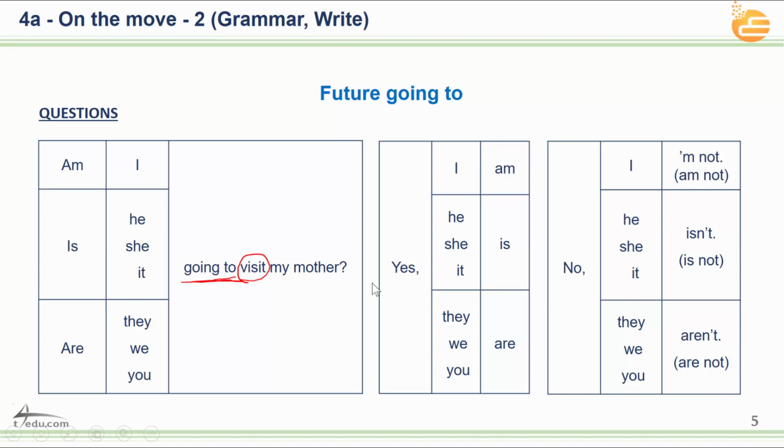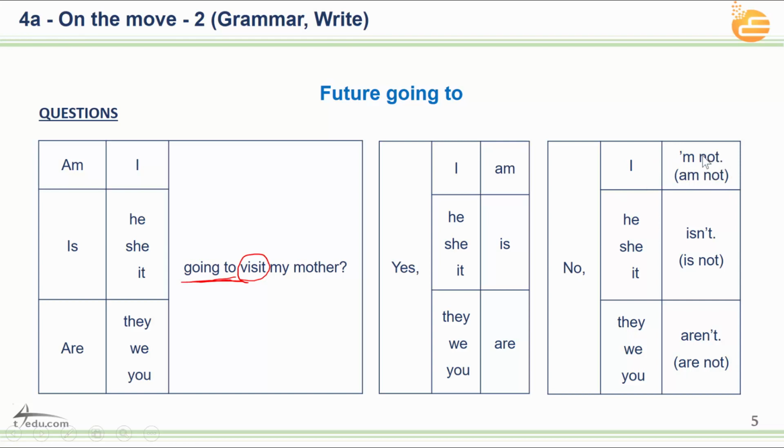And so on. With the answers, with yes, you have to say, yes, I am. Yes, he is. Yes, she is. Yes, it is. Yes, they are. Yes, we are. Yes, you are. And so on. With no, no, I am not. Or I'm not. I'm not or I am not.